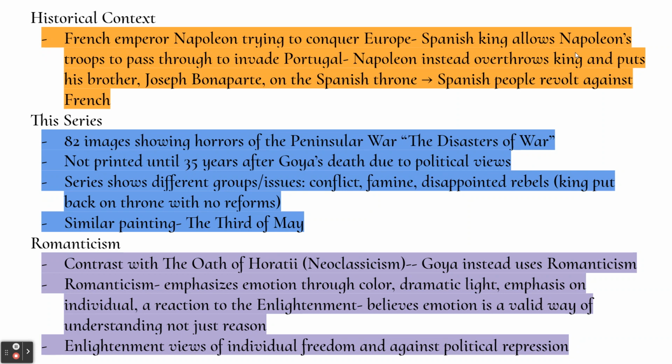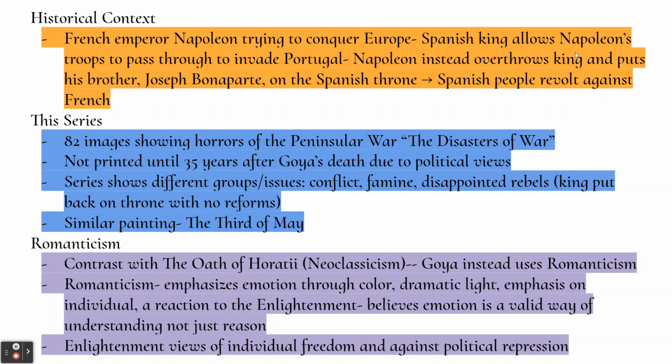This was not printed until 35 years after Goya's death. Due to the political views that were expressed in here, he did not feel like it was safe to have it published while he was still alive. And it shows issues that different groups faced in the war. It shows actual conflict, famine, disappointed rebels. So after the revolt, the king was put back on the throne with no reforms.